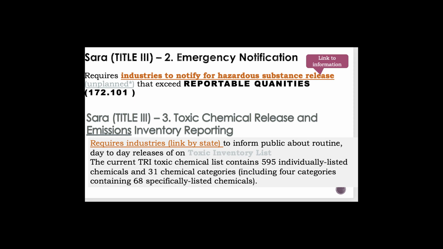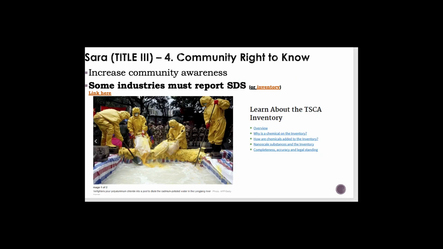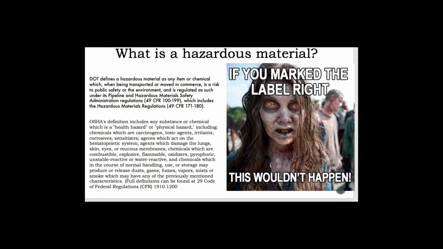And if it's on the toxic inventory list, then there's 31 chemicals and 68 specific chemicals for which the reporting rules are more stringent, and you have to report on a quarterly basis. And then number 4 is community right to know, and it's just basically increased awareness as well as giving the community the chance to design its response, or maybe move certain elements away from a site where it has the potential for a release to impact their community.